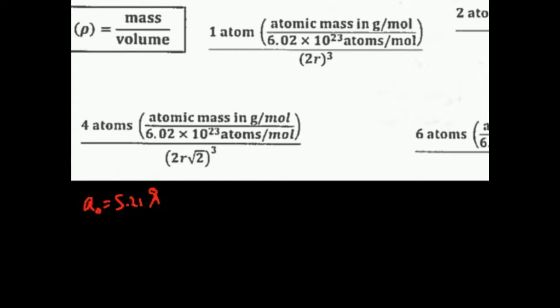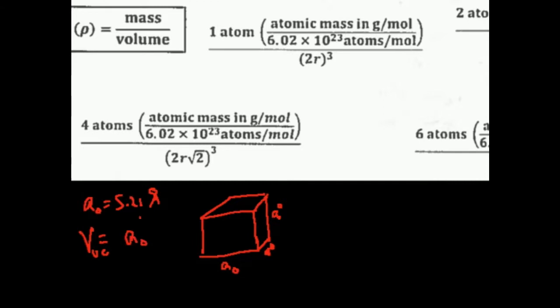A naught is the unit cell length. We're assuming a cubic unit cell for pretty much all of these. So A naught is basically the length right here. Since all cubes have sides that are all the same length, each one of these is A naught. If I want to find the volume of the unit cell, usually abbreviated V sub UC, V for unit cell, I just take A naught and cube it.